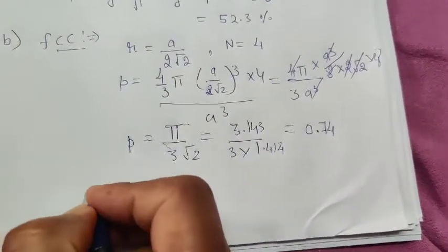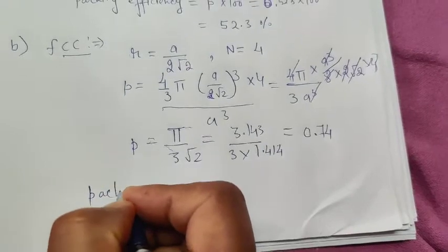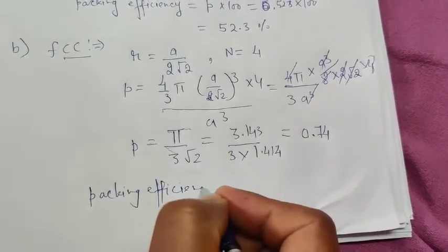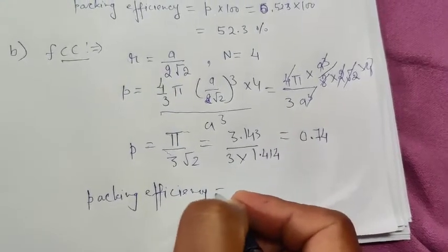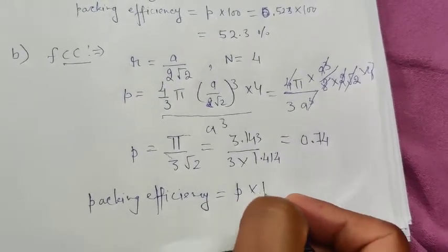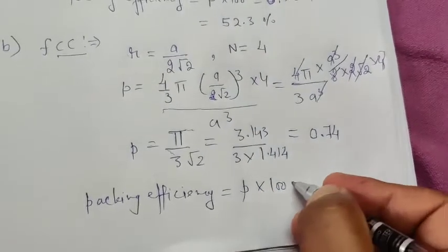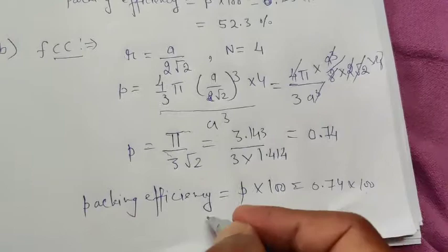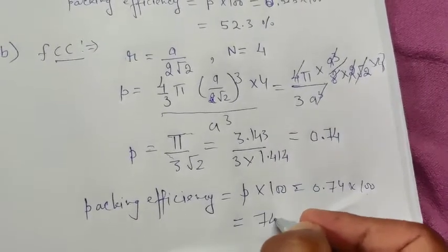If you calculate the packing efficiency, this will be packing fraction multiplied by 100. So this will be 0.74 into 100. So the packing efficiency will be 74%.